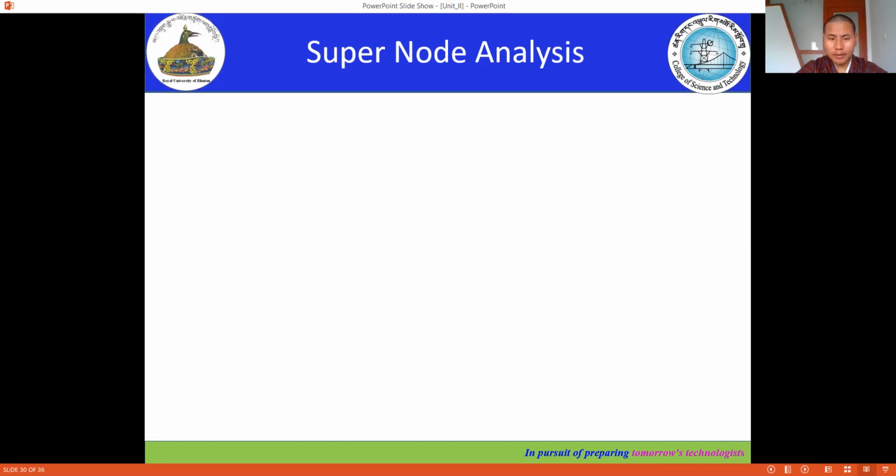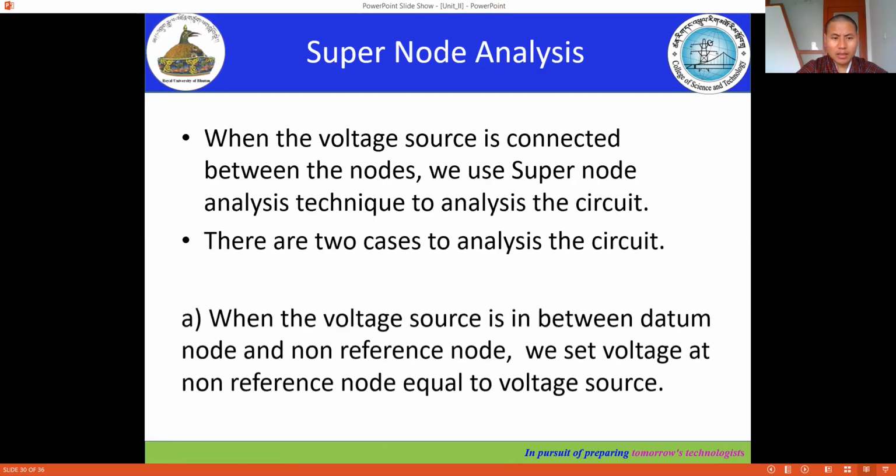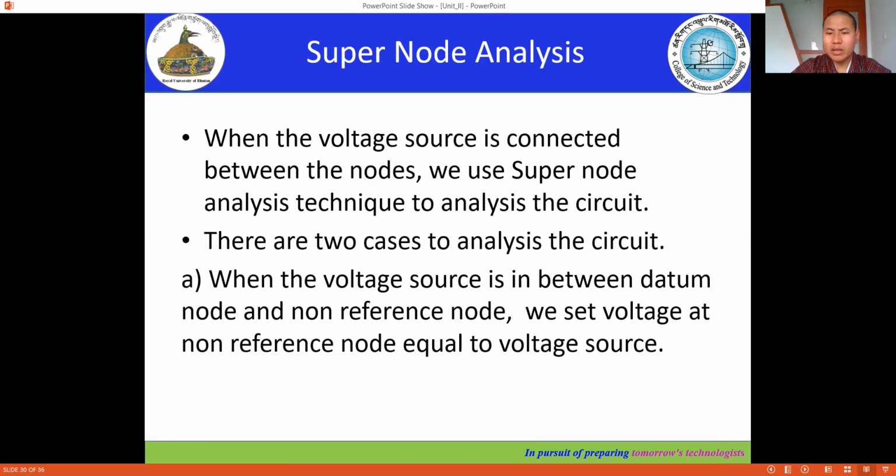Now, a supernode is formed when there is a voltage source in between two nodes. There are two cases. The first case is when the voltage source is in between the datum node and a non-reference node. This datum node, we also call it a reference node. In case of the super mesh analysis, we also have two cases. The first case is when the current source is only at one of the meshes. That was case one.